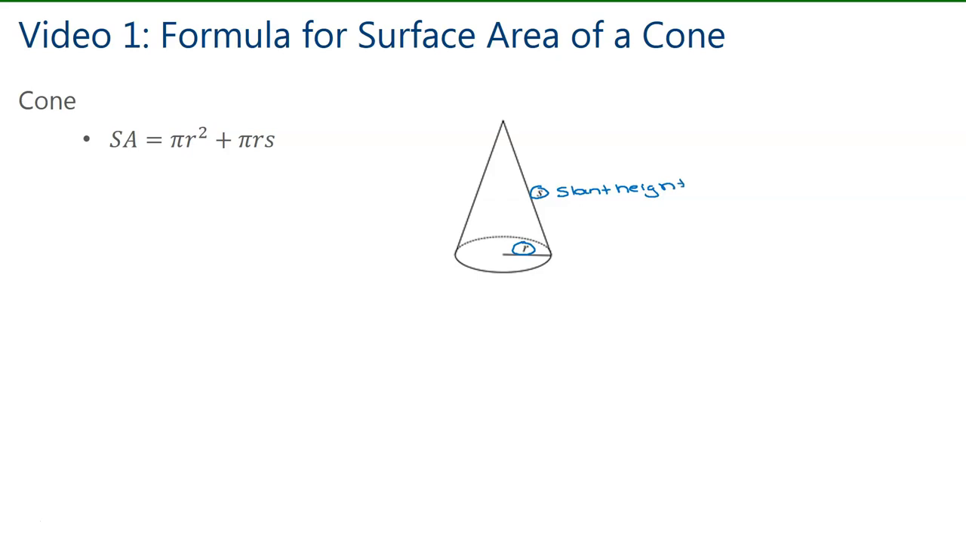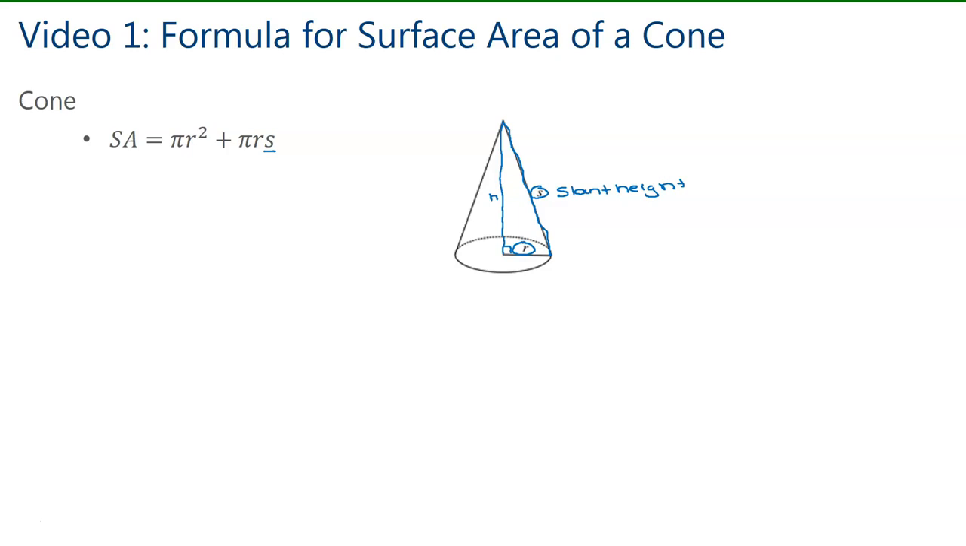Now this is the height along the surface of the cone, which is different than the height of the cone itself, which would be found here. We call this one h. So there's a difference between the height of the cone and the slant height. Slant height is the one we're interested in the formula in order to find the surface area.